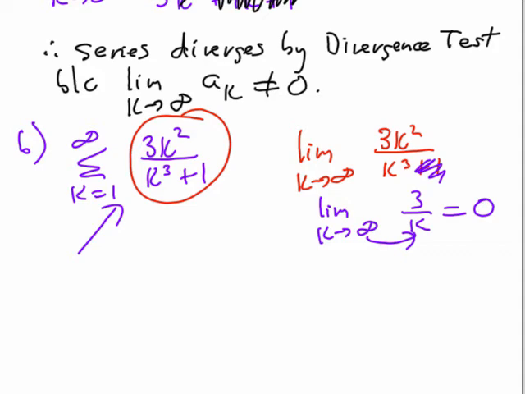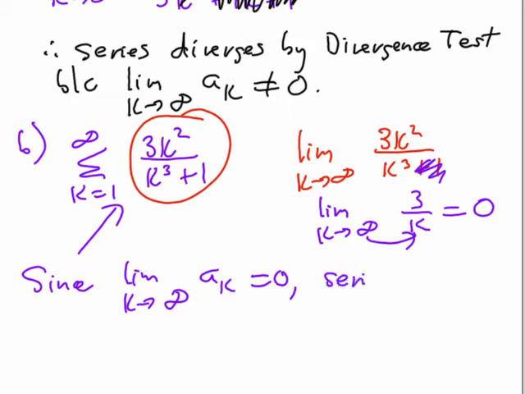I still don't know which. I'm going to need to use other tests that we'll learn about later to determine that. So for now, since the limit as k approaches infinity of a sub k is 0, the series may converge or diverge.